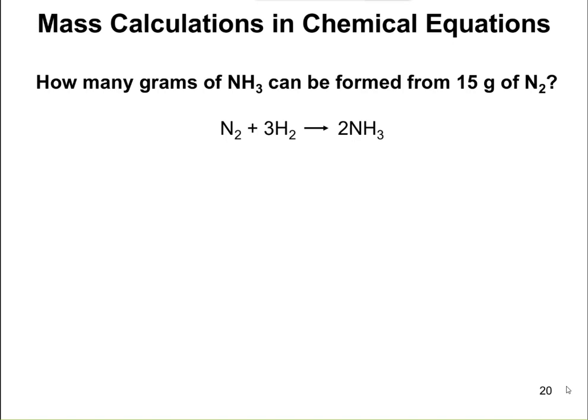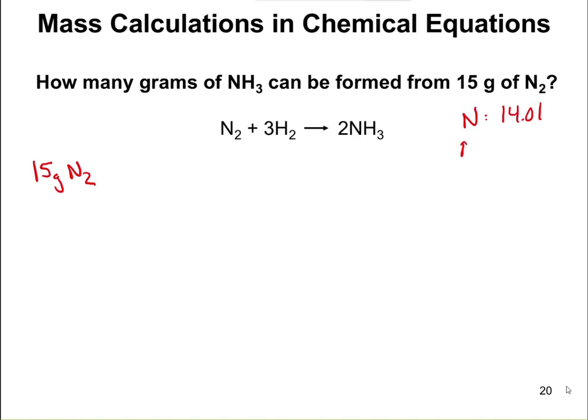Alright, so I'm going to start with 15 grams of N2, because I know that's what I have to start with. And in order for me to get from N2 to NH3, I need to be able to do a mole-to-mole conversion. The problem is that what I'm starting with isn't in moles, it's in grams. So I need to figure out how many grams per mole I have for N2. To do that, we go to the periodic table, and nitrogen is 14.01 AMUs, or grams per mole.